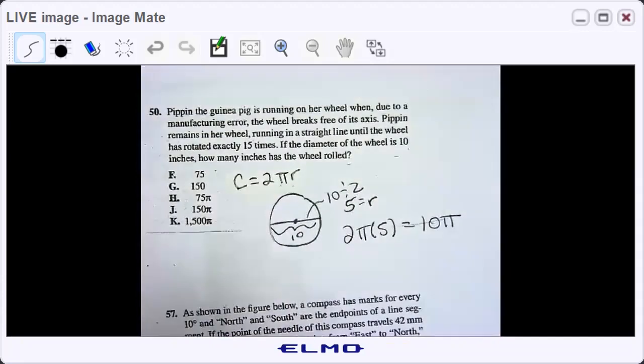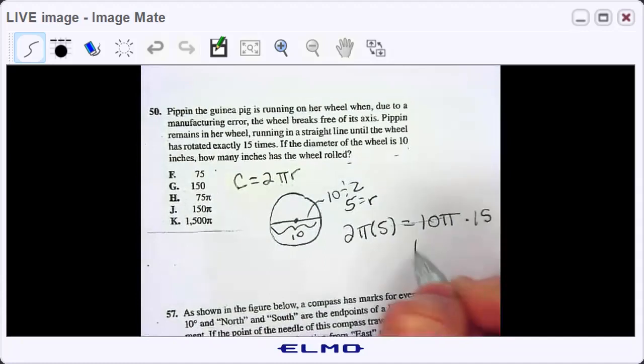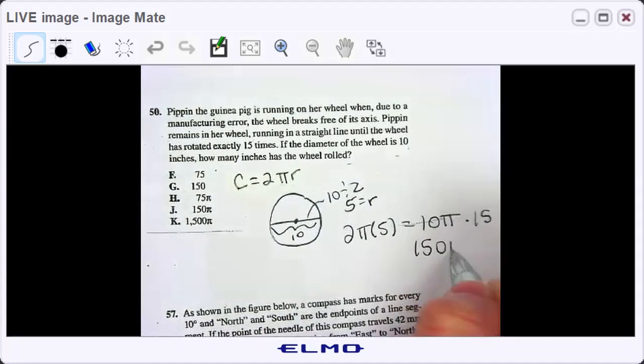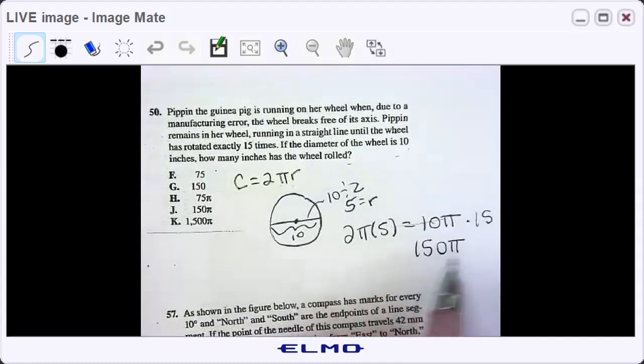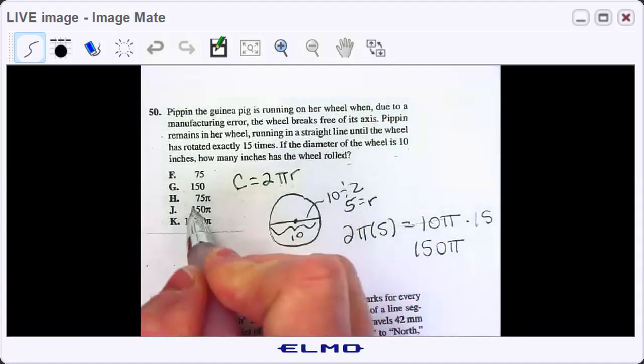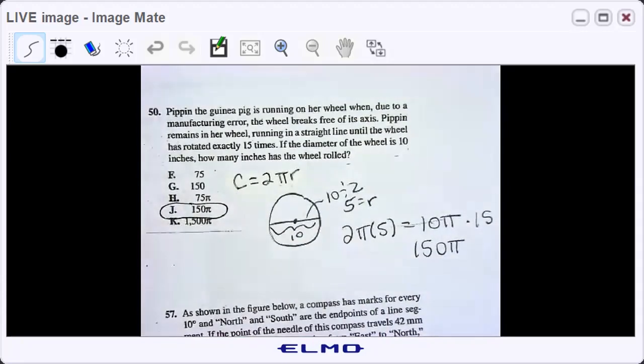But they said Pippin's wheel went around 15 times. So we simply have to multiply 15 by that 10 pi. A lot of times on the ACT, they don't multiply out the number for pi, the 3.14, whatever number. They just leave it because we don't always have a calculator to take this test. So there it is right there, answer J.